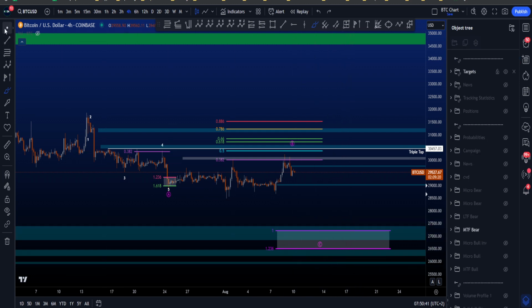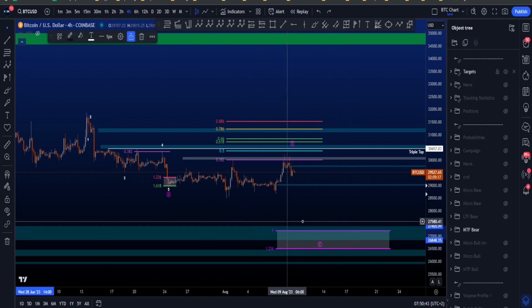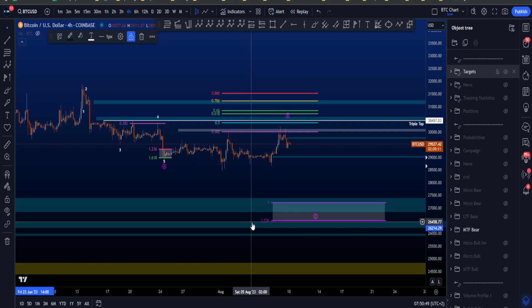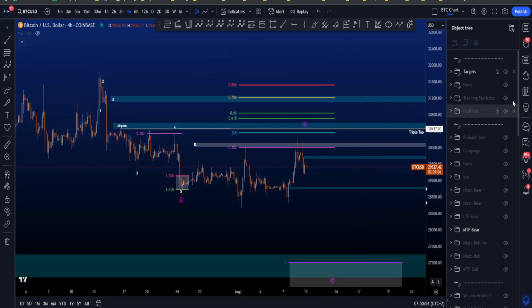support boxes that I have over here as well, with the upper blue support box sitting between 26.8k and 27.4k, and the one that's in confluence with the 1.236 just below between 26.2k and 26.5k.